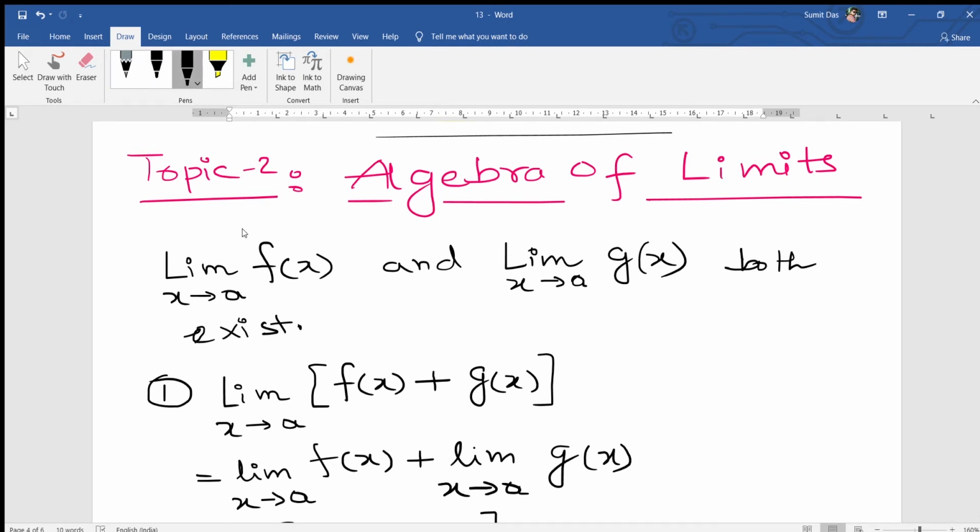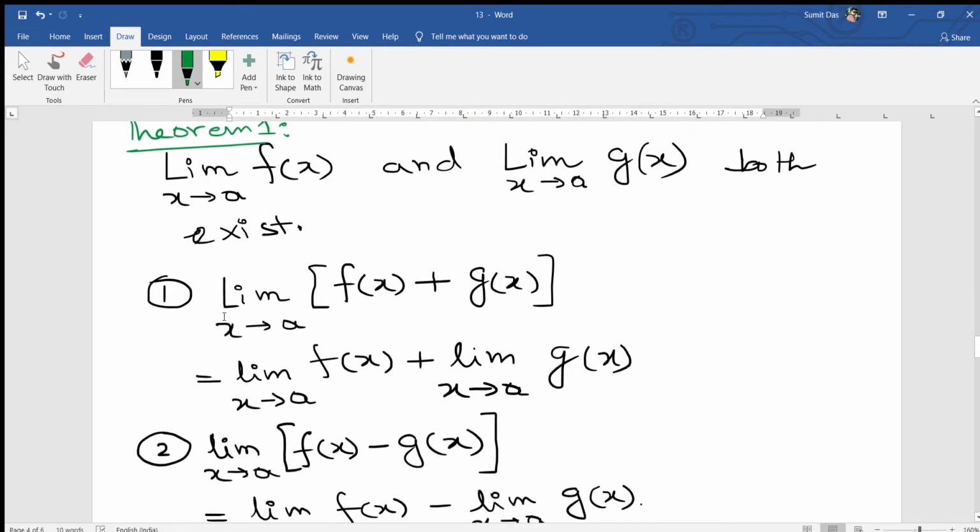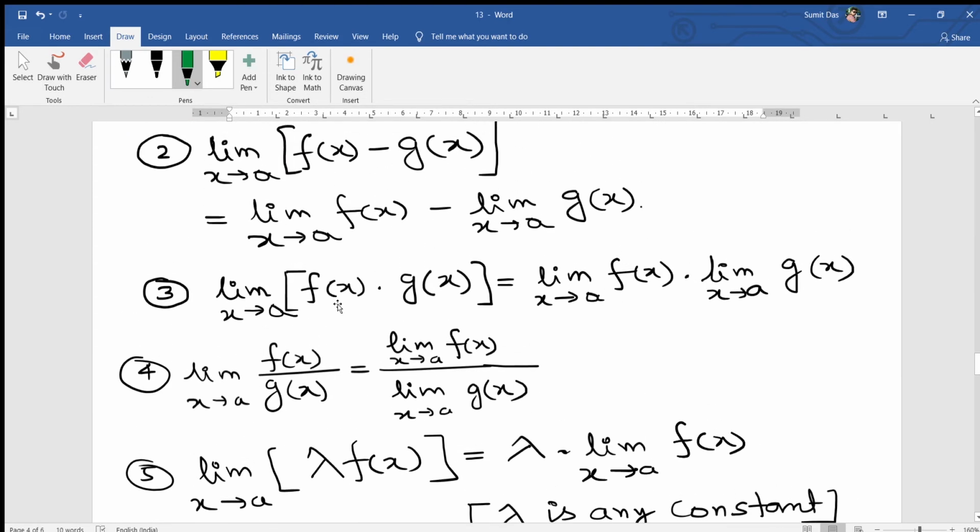So this is also known as theorem 1. All this algebra is also known as a theorem. As per your book, it is written as theorem 1, but I don't know why it's a theorem. This is not actually any theorem, but the main thing is learning it. So here you can see, if both limits exist, if it is plus, we can open the bracket. If it is minus, we can open the bracket easily. If product, we can open the bracket like this. And even if division, we can find out each limit and then divide.